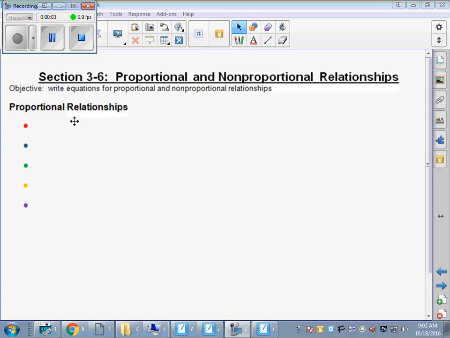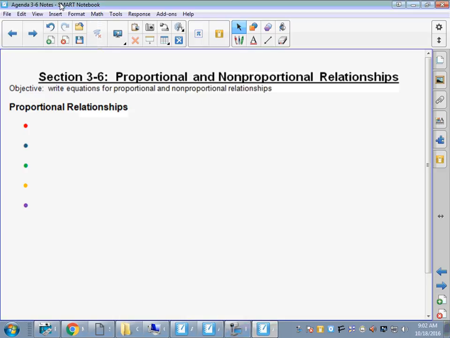All right, here we go. Section 3.6. This is the last section in chapter 3, and we're going to talk about proportional and non-proportional relationships. So notice on your notes, I've got all kinds of talk about proportional relationships and then a couple examples, and then I've got all kinds of talk about non-proportional relationships and examples.